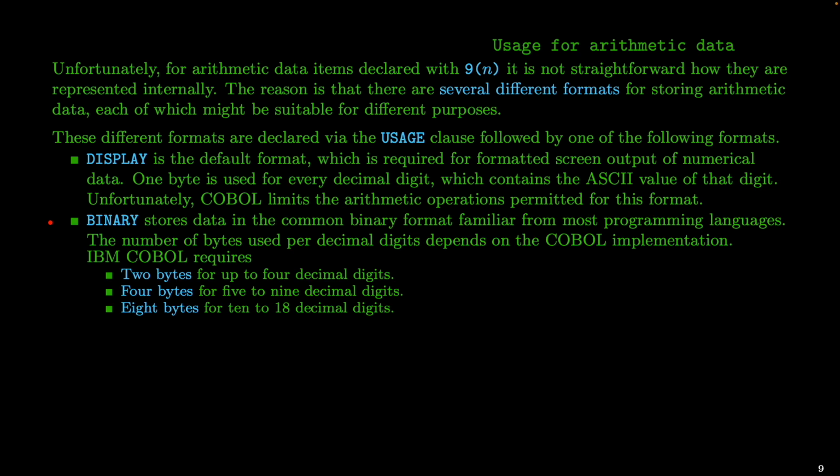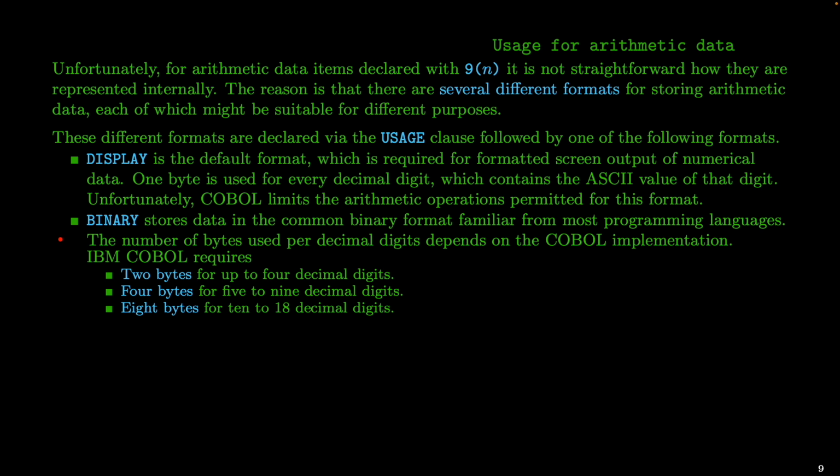Then there's usage binary. So here the numbers are just stored in the common binary format that you're probably used to from most other programming languages. So you just use the digits in a byte to encode a binary number, and that's what's used here to store the value.